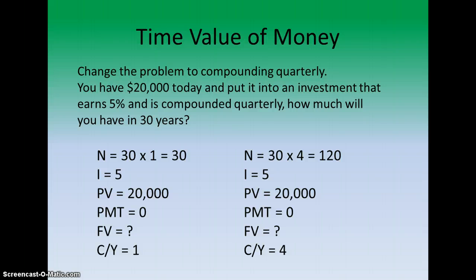But before we get to that, let's change the problem to quarterly. On one side I have it annually, and on this side I have it quarterly. So now we're compounding it 4 times a year. Let me show you the difference in the variables. Now we do 30 times 4 to get an N of 120. That's our time frame. Our interest is 5. Our present value is 20,000. The only thing that changes down here is that we now use compounds at 4 instead of 1.